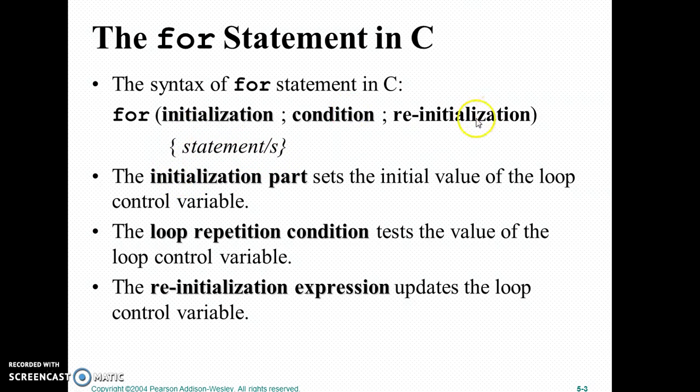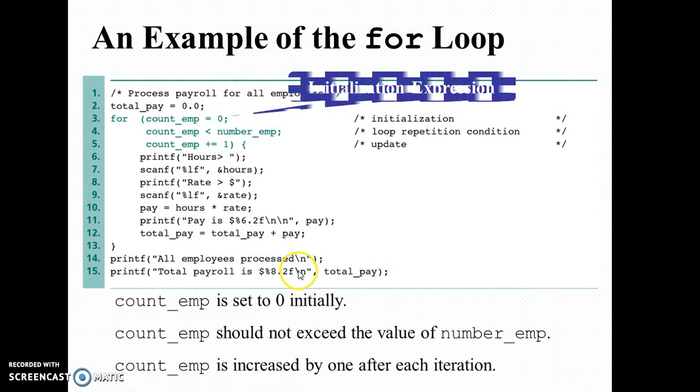So what are the basic functionalities of the 3 parts? The initialization part sets the initial value of the loop control variable. The loop repetition condition tests the value of the loop control variable. And the third and most important part, the reinitialization expression, updates the loop control variable.